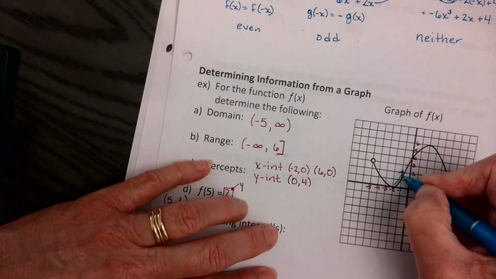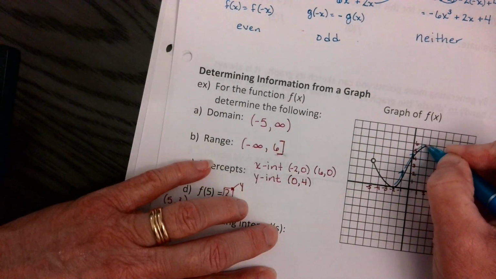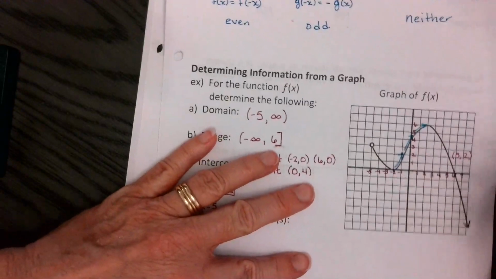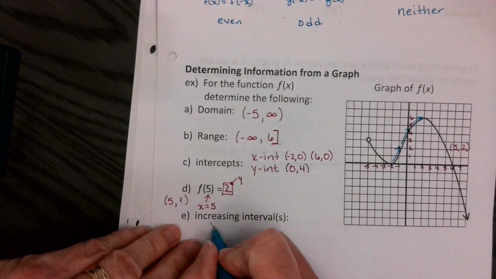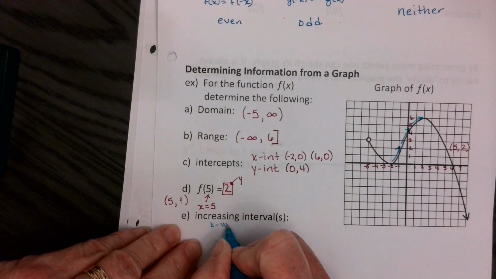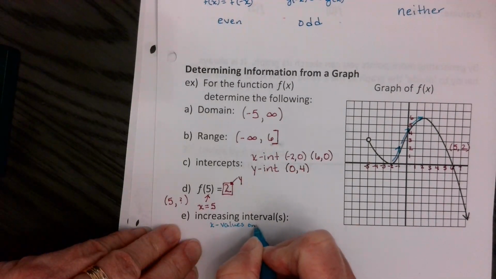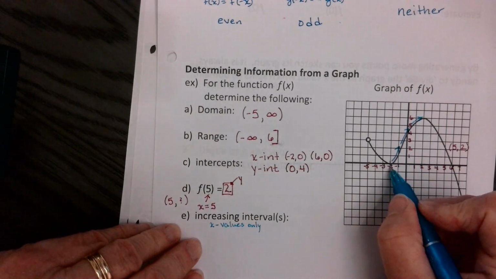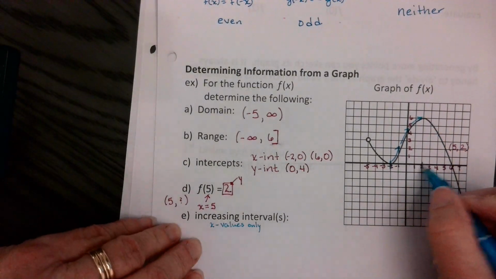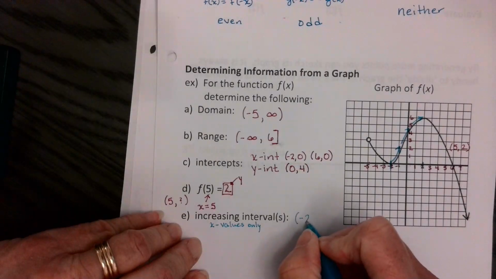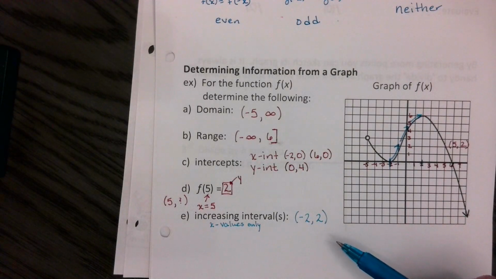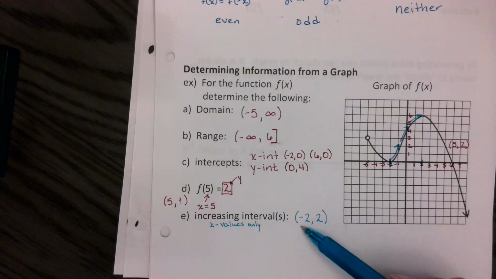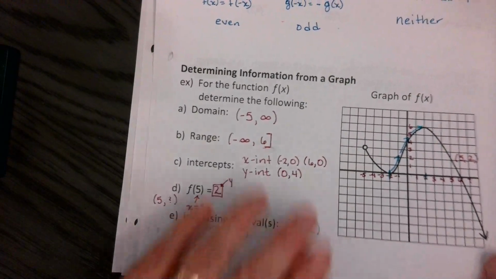So it starts climbing until it gets to this point here. Now the hard part to remember here is it's x values only on increasing and decreasing. X values only. So it is between this -2 and this +2. And I talked about this the other day on Thursday. It cannot increase and decrease at the same time. So that's why we use parentheses. Always parentheses on increasing and decreasing. Okay.